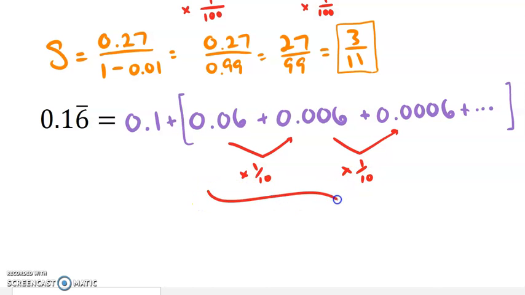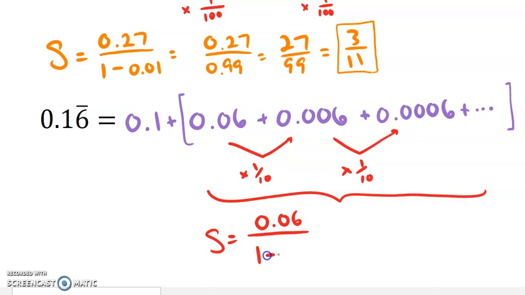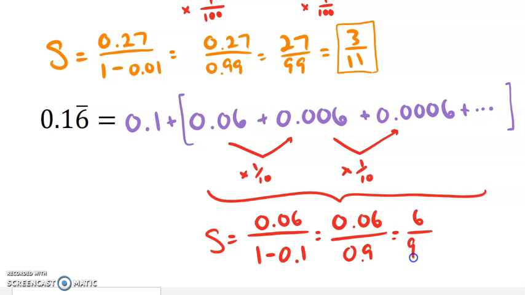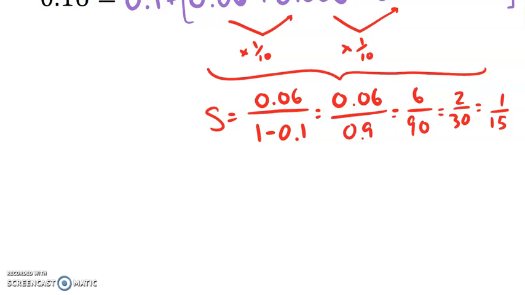So this piece right here, our first term is 0.06. Our r value is 0.1. So we're doing 0.06 divided by 0.9, or 6 over 90, and then we can divide by 3 to get 2 over 30, and then we can divide by 2 to get 1 over 15. That's just the 0.0 and then the 6 repeating. We're going to add this 0.1, but that's not so bad because 0.1 is 1/10.